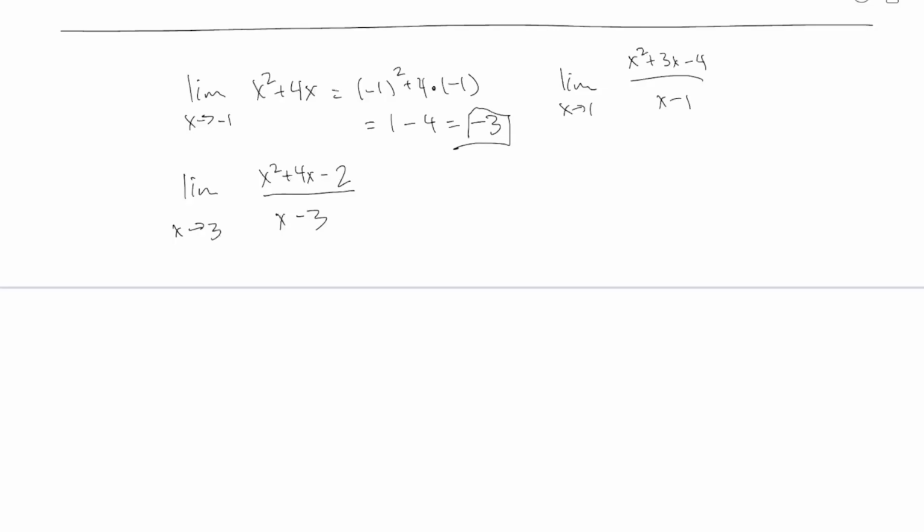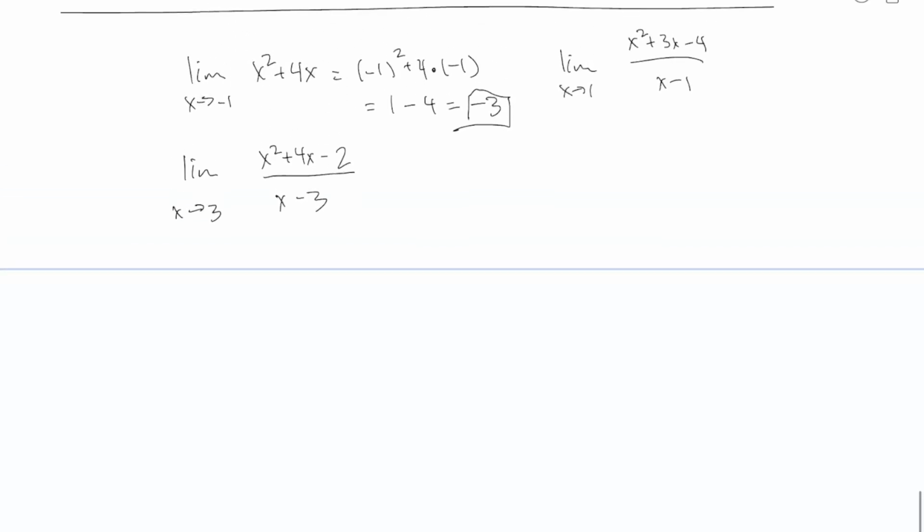The second one is a little more taxing, although it's not so bad. This one, again, you should start by trying to plug the value in. You get 3 squared plus 4 times 3 minus 2 over 3 minus 3. This is 0 on the bottom. On the top, it's 9 plus 12 minus 2. Right? 9 plus 12 minus 2 is 19? Yes. You can tell I'm not terribly good at that. Anyway, 19 divided by 0.